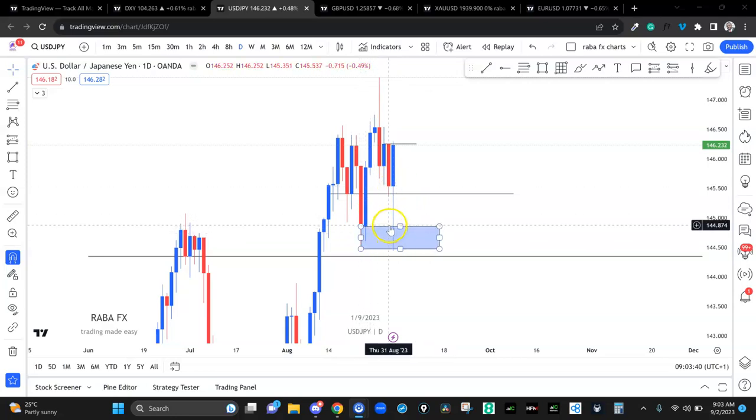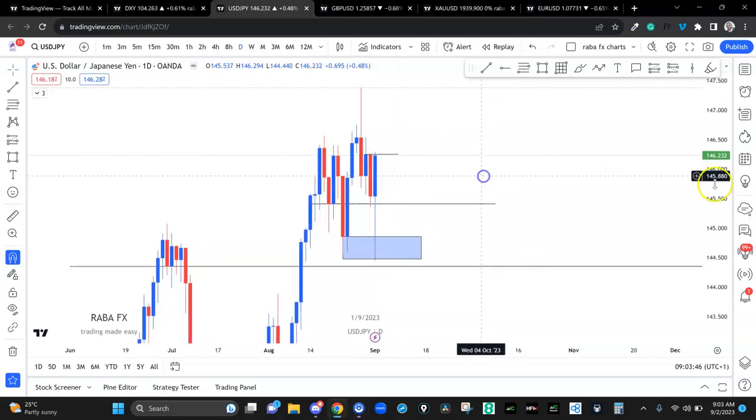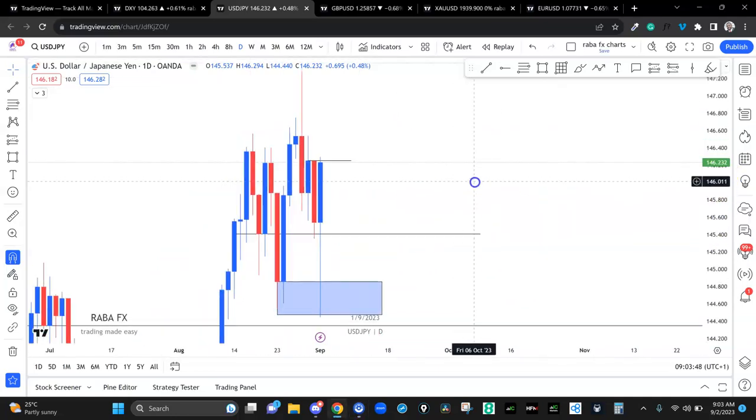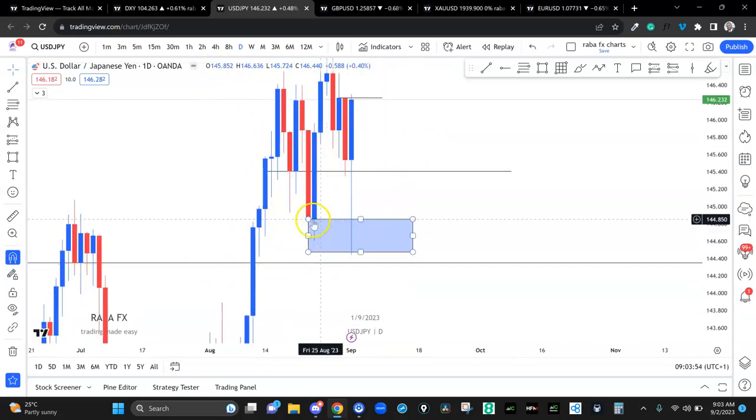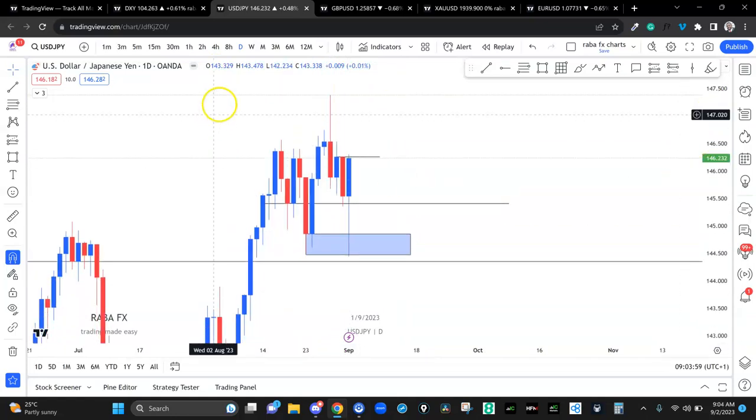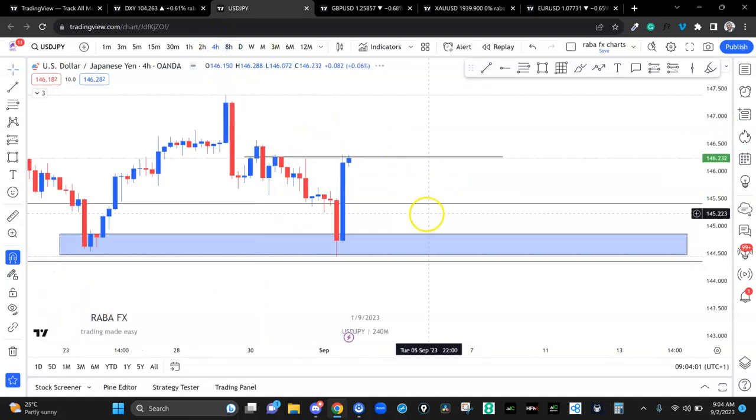So price rejected of this, moved up. Currently we are at this level, stubborn level here, but we just have to see if that level holds. You can see price rejected and closed. So on the daily, this should have been the best entry here, but because we are looking at the new week, let's look at the 4-hour.